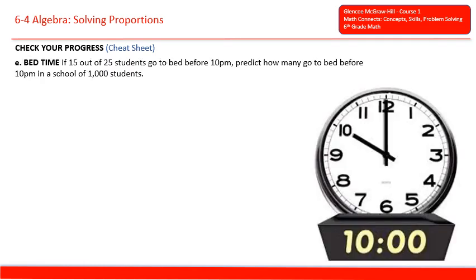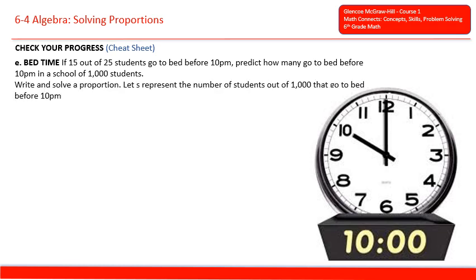Check your progress. E. Bedtime. If 15 out of 25 students go to bed before 10 p.m., predict how many go to bed before 10 p.m. in a school of 1,000 students. So 15 out of 25 equals S out of 1,000. I used S for students. So 15 out of 25 before 10. And we don't know how many out of 1,000 go to bed before 10.